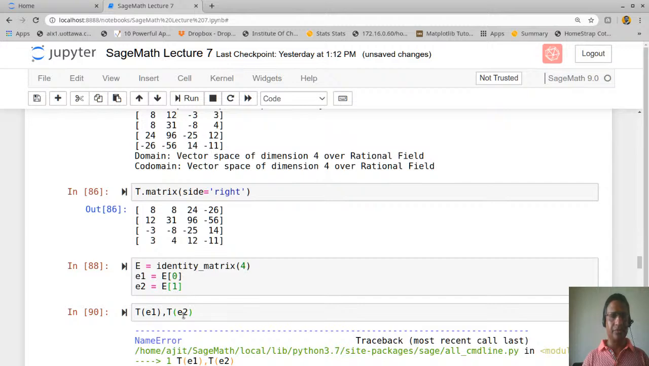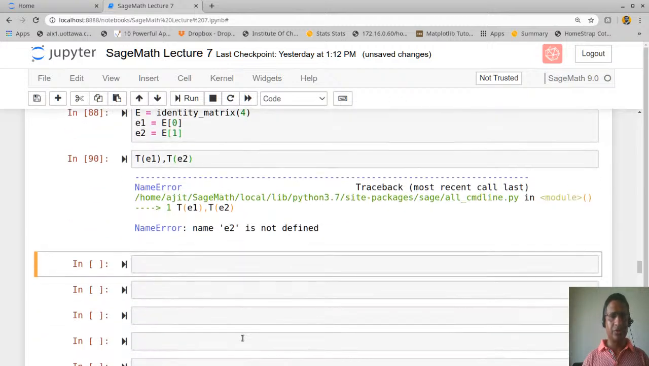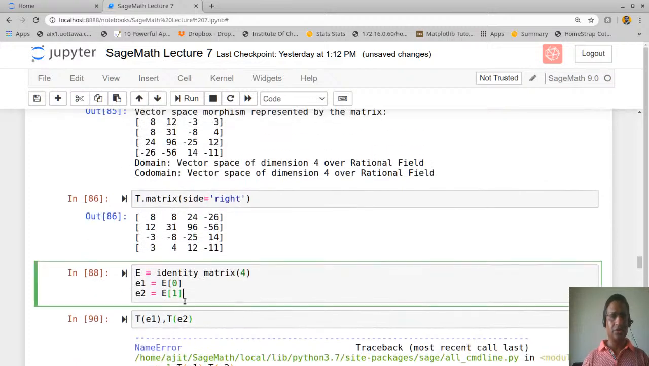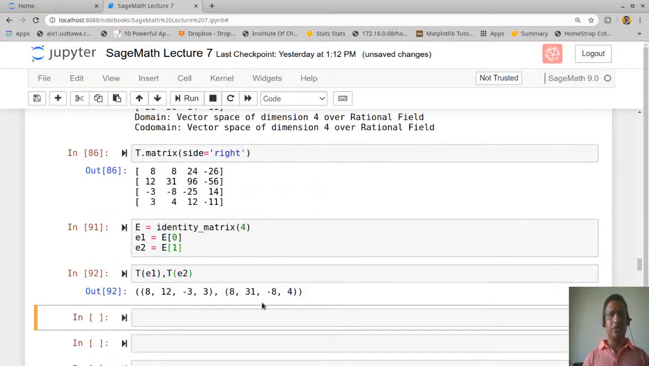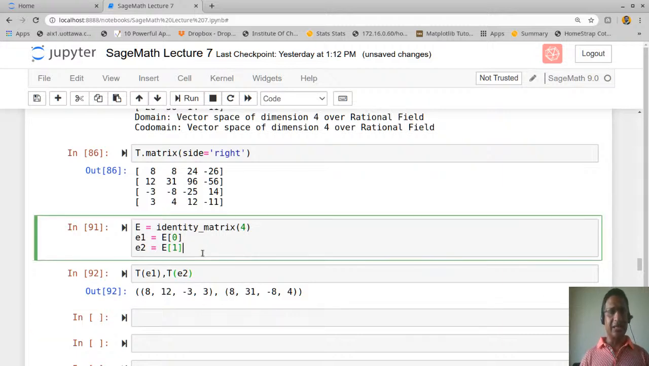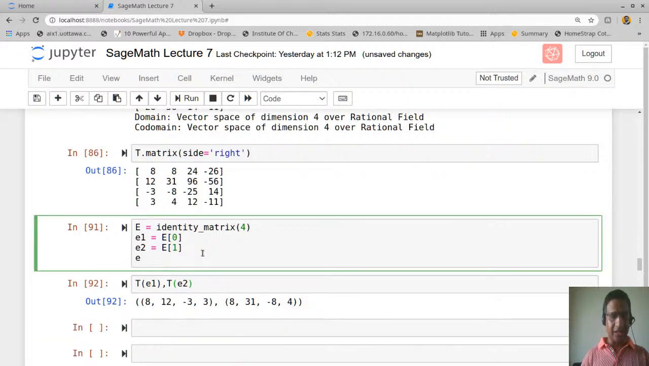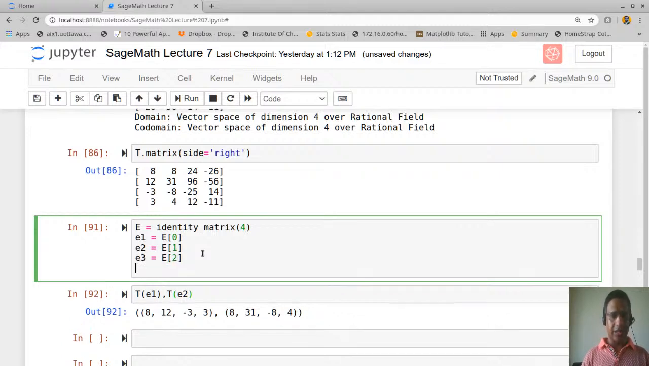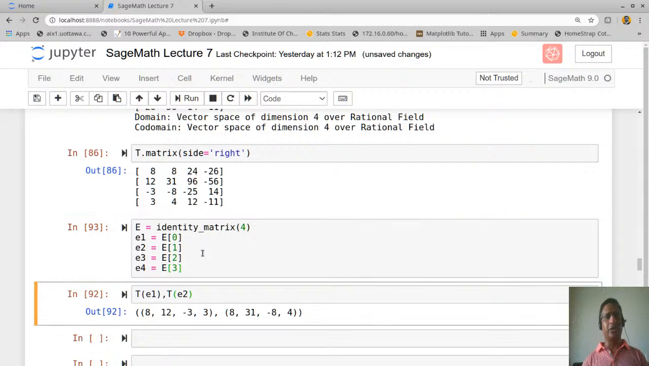E2 was not executed. T of E2 is the second column, you can see here, and things like that. Similarly, let me also define E3 to be E of 2 and E4 to be E of 3. So E1, E2, E3, E4 are the standard basis.